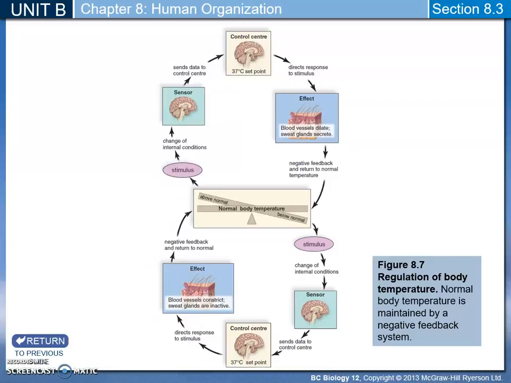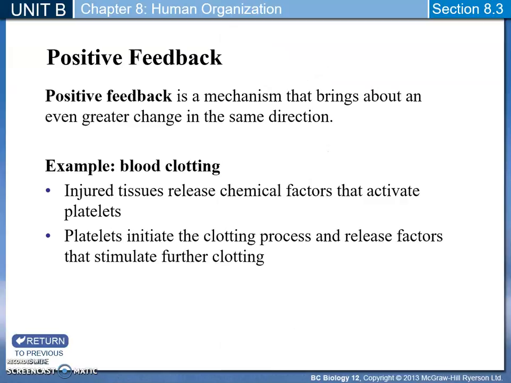Then the lower loop depicts a situation where temperature is below the set point, and that again triggers the stimulus to the hypothalamus in the brain, which then directs the blood vessels to constrict and the sweat glands to become inactive, thereby retaining temperature in the body core. So that's a very basic explanation as to how body temperature is maintained.